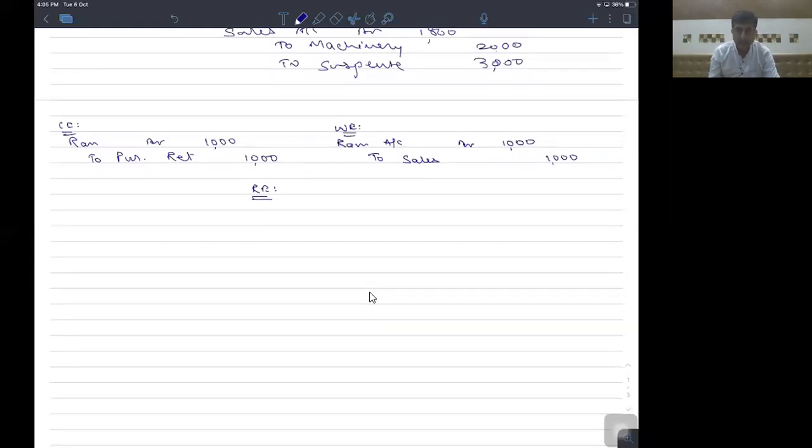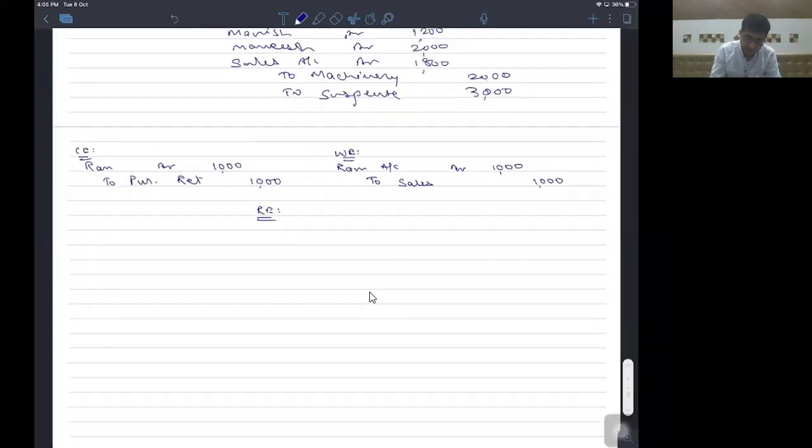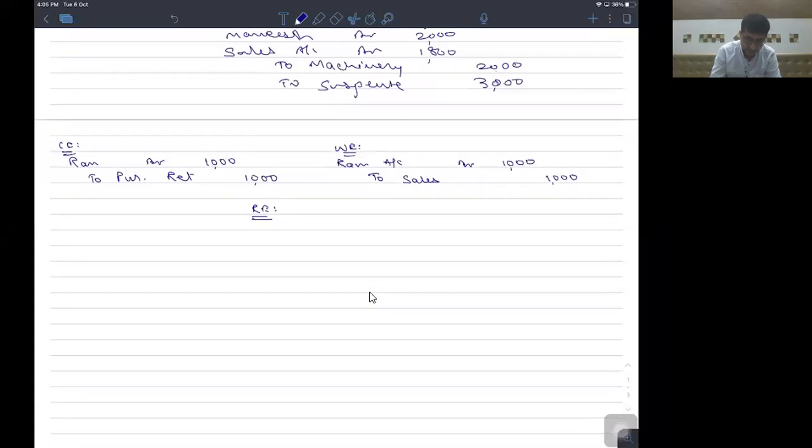Therefore my rectifying entry, भाई मैं इतना एडवांस नहीं हूँ अभिषेक, स्प्लिट स्क्रीन एंड ऑल दैट इतना नहीं आता मेरे को. So my rectifying entry will be what? Sales debit rupees 1,000 to purchase return rupees 1,000. Am I right?